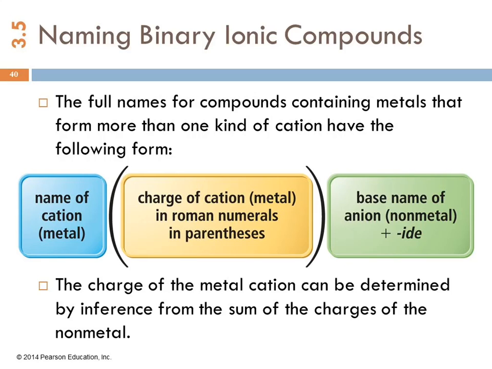And then your book makes this second group of compounds with metals that have more than one kind of cation. It's the same idea. We have the name of the metal, but now we need a Roman numeral, and we have the name of the nonmetal. How do we figure out what the charge is, though? Because we don't know from the periodic table. We have to figure it out, by inference from the sum of the charges of the nonmetal. So we have to look at the formula and figure out what the charge on that one must be.